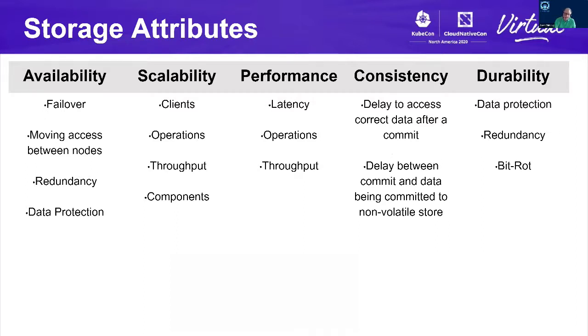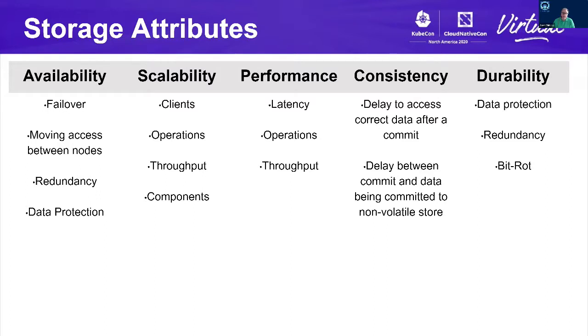The key here is that each storage system may have a number of different attributes, and often attributes can cause compromises with different attributes. So, for example, scalability and performance and consistency projects might have different optimizations in each of those attributes to hit different use cases.